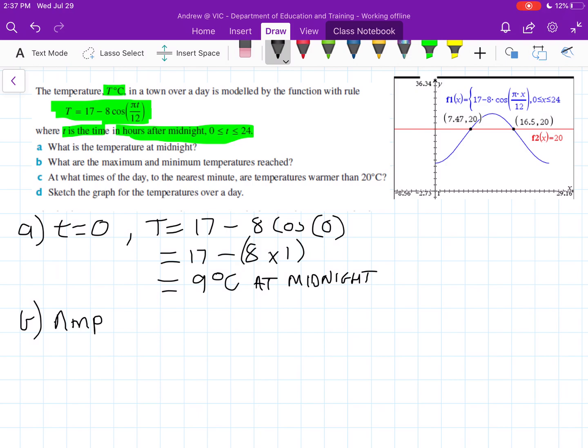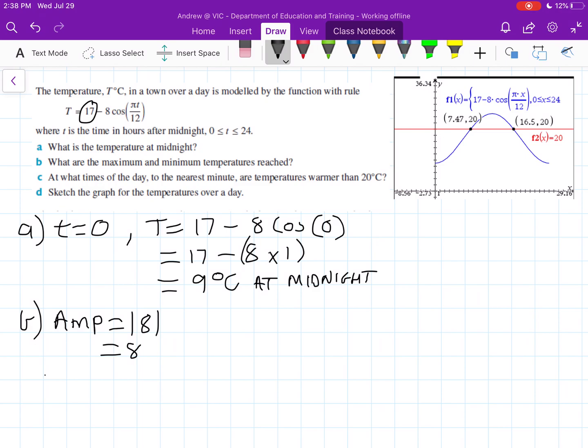And just remember, this is what's multiplied by your cosine or sine function. So in this one, it's 8. So our amplitude is the magnitude of 8, which just means it's going to be positive 8. So now we can see how far up and down this graph goes, modelled by that 17 there. This is the middle point, up at 17. Our amplitude's 8, so we can actually write this out.